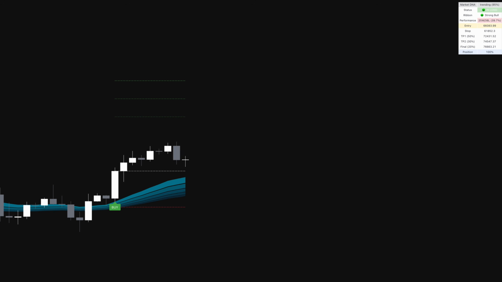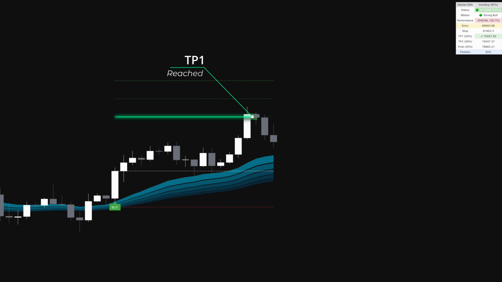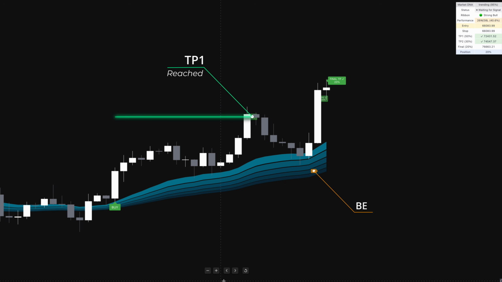This pairs naturally with partial take profits. Hit TP1, bank 50%, move to break even. Now you're playing with house money on the remaining position.